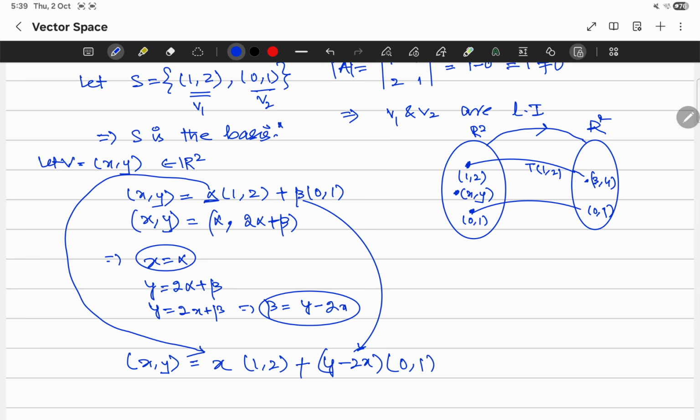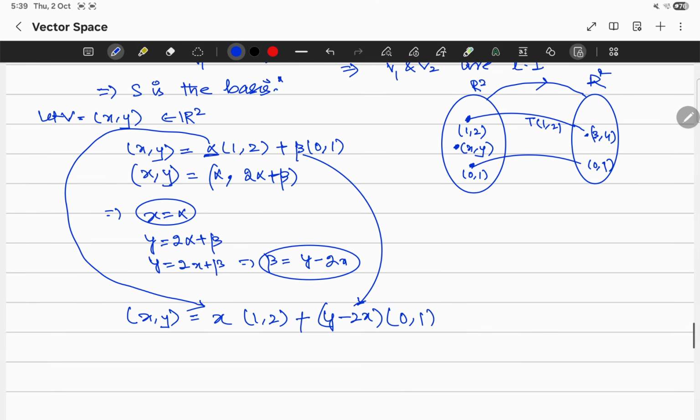Okay, so now it means that (1,2) and (0,1) span your whole R2. Now apply T of (x,y). It will be equal to, this is as a variable, so it is x T(1,2) plus (y minus 2x) T(0,1).